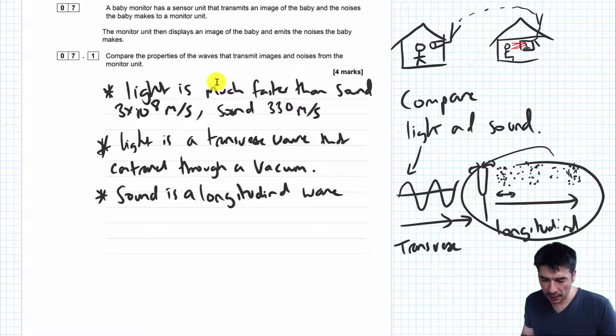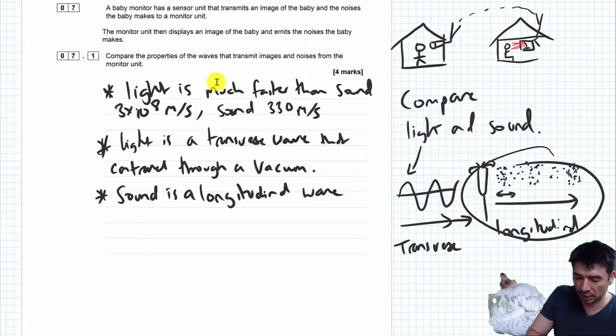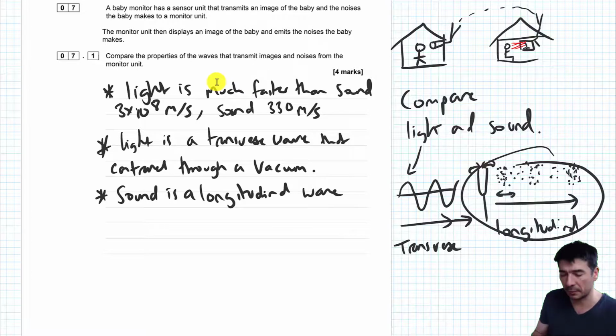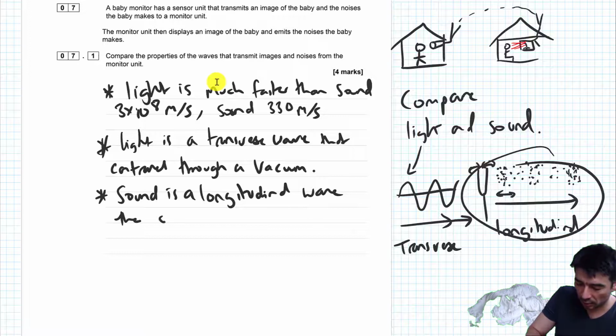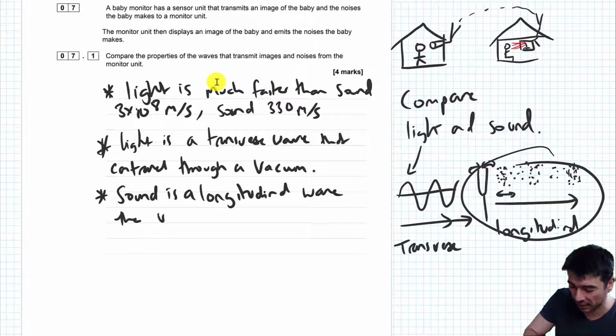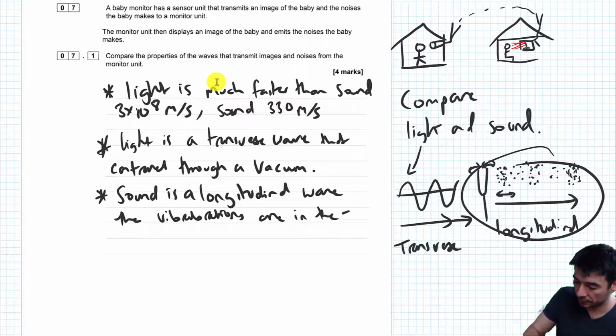Right, so I think I've mentioned all the key points here. I've mentioned the speed differences, I've mentioned the fact they're different types of waves. So sound is a longitudinal wave. I might just mention that, just in case I've got a bit more space, I may as well add a bit more detail. Longitudinal wave. The oscillations. Ooh, I better get the spelling correct. Bit of a tough one to spell that is. I might go for vibrations instead, easier to spell. Vibrations are in the same direction as the energy transfer.